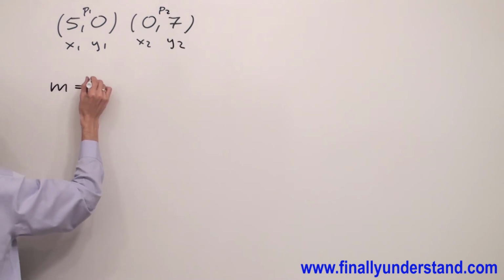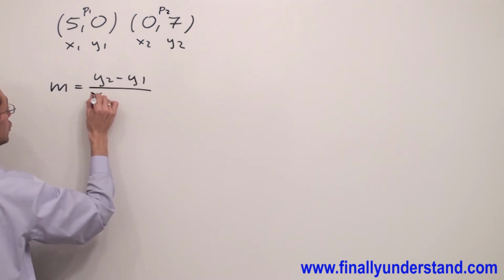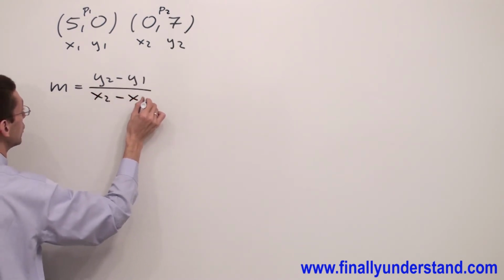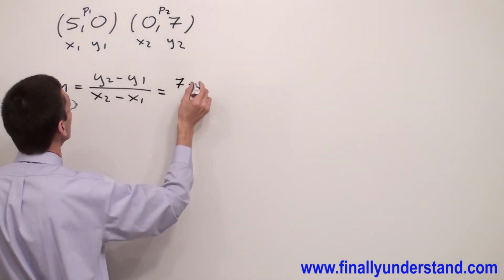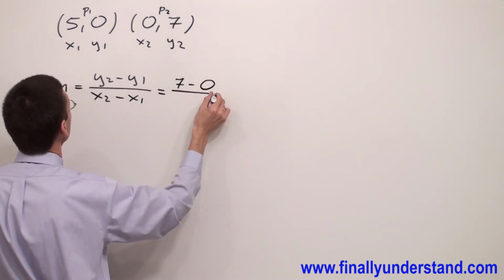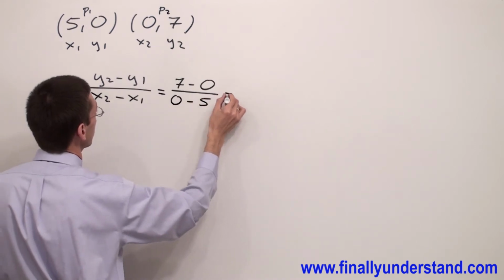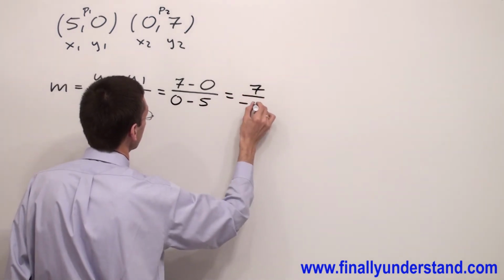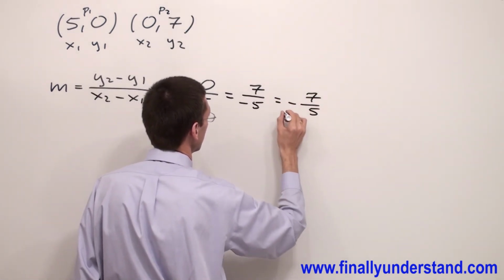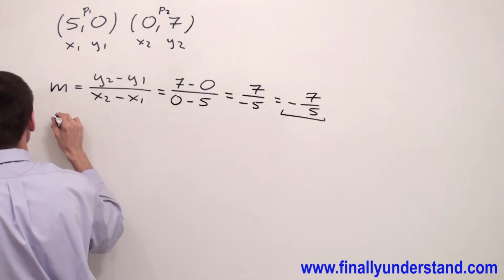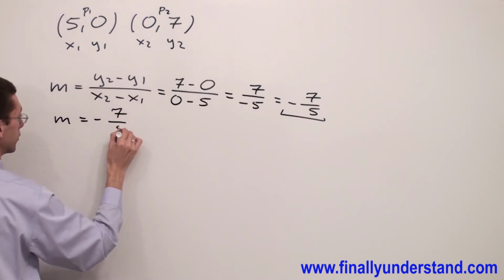M is equal to y2 minus y1 over x2 minus x1, which is equal to 7 minus 0, over x2, which is 0, minus x1, which is 5. This is 7 over negative 5, equals minus 7 over 5. Okay, so this is my slope. Slope is equal to minus 7 over 5.